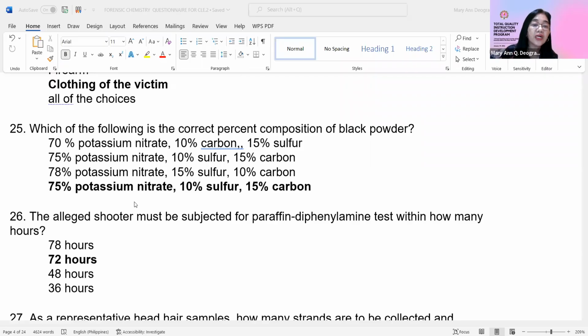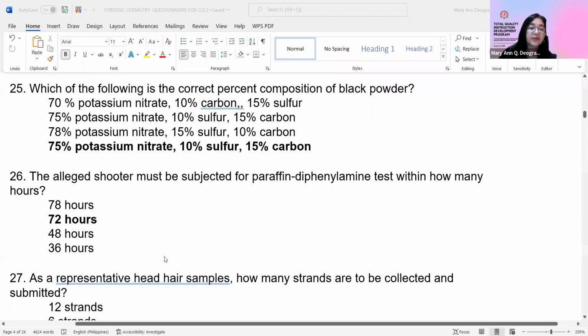Okay? So ito, 72 hours yan. Ayan. So the alleged shooter must be subjected to the DPA paraffin test within 72 hours. Wala sa libro yan. Kasi the residues which are implanted or embedded into the pores of the skin will only last up to 3 days. So, beyond 3 days, pag sinubmit natin yung namaril na tao, after 3 days, magna-negative na yan sa nitrate residues. So, dapat isubmit yan within 72 hours. Alright.